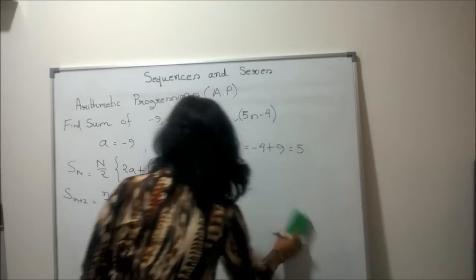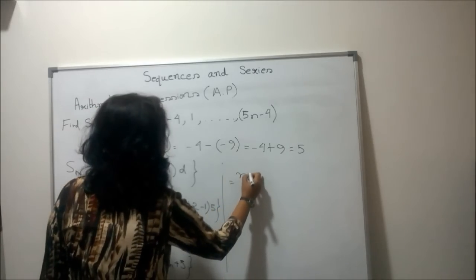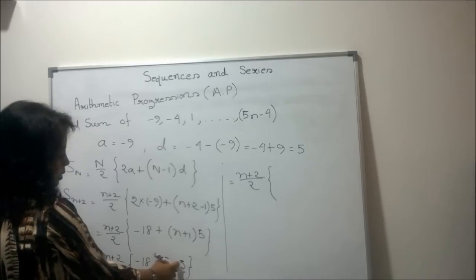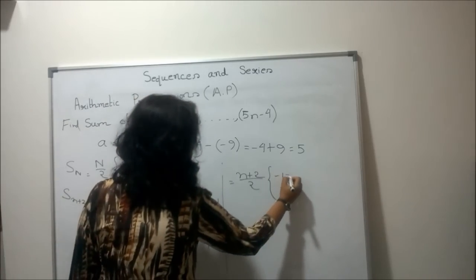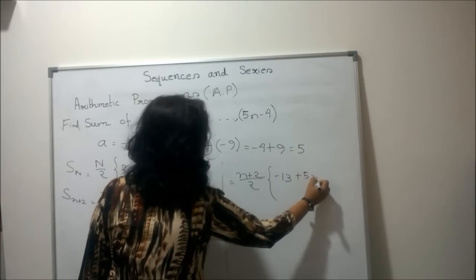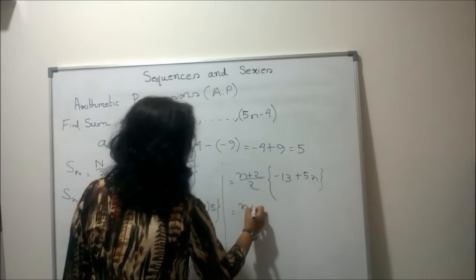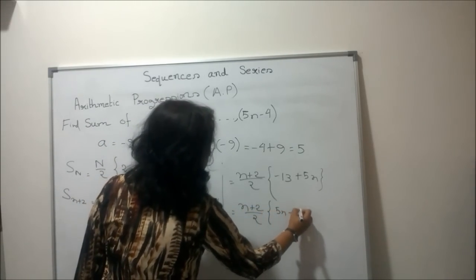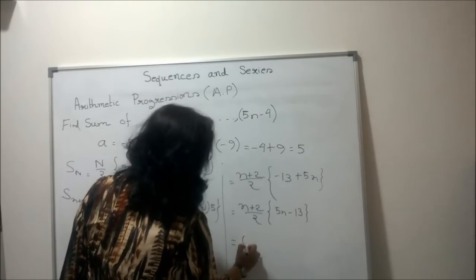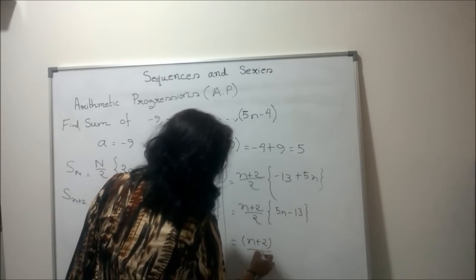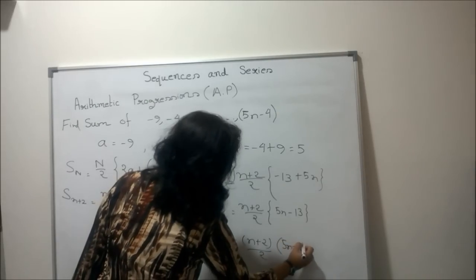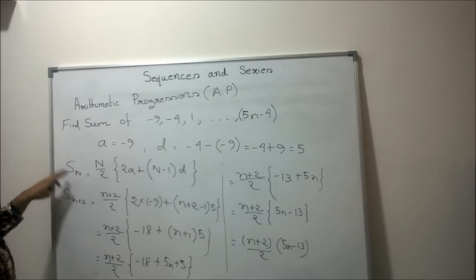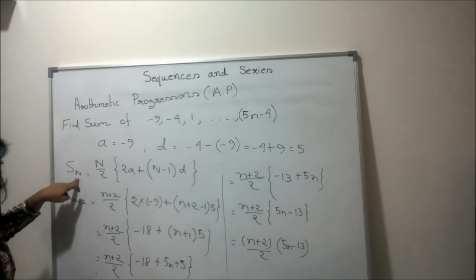Now it is n plus 2 by 2 minus 18 plus 5, that is minus 13 plus 5n. So our result is n plus 2 by 2, that is 5n minus 13. So we can write it as n plus 2 by 2 into 5n minus 13. That is the summation of capital N terms, that means n plus 2 terms.